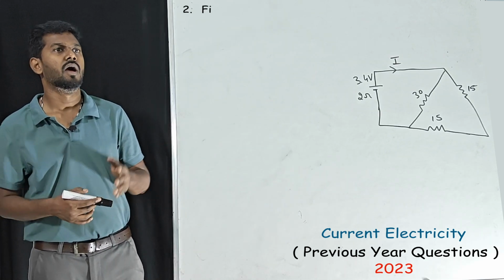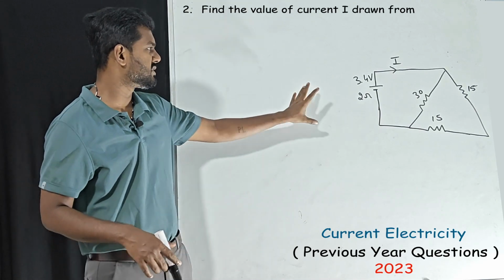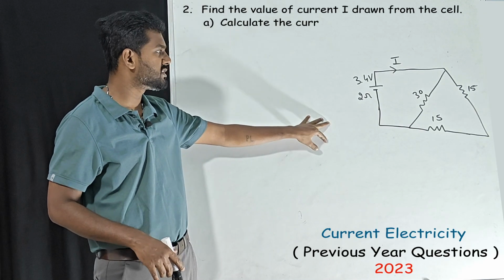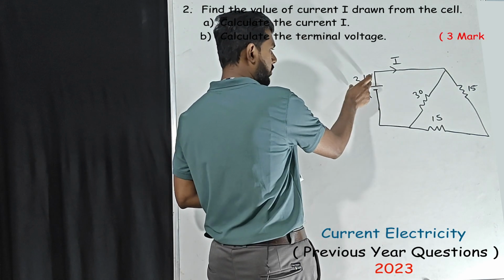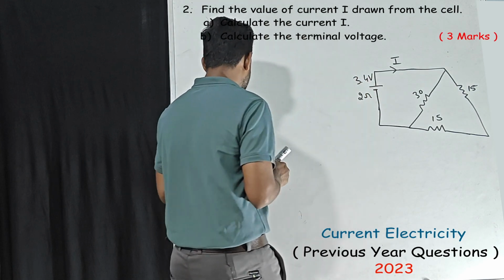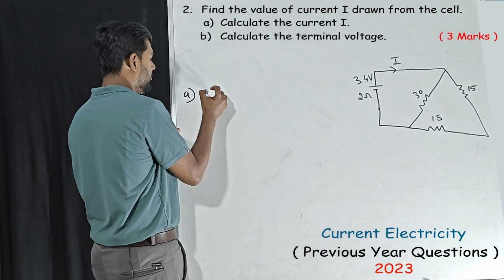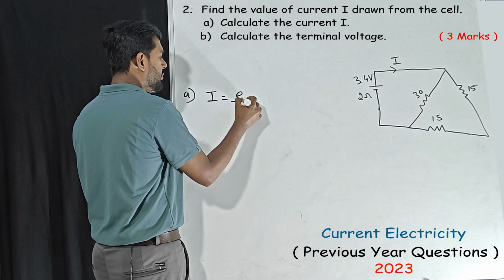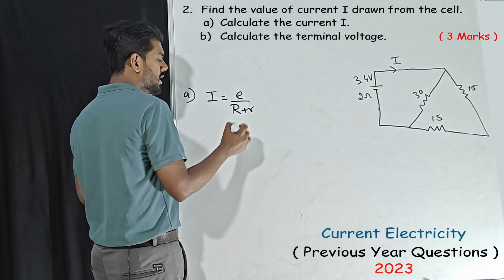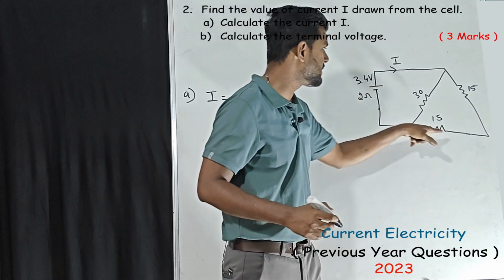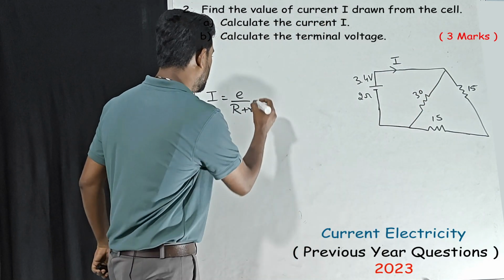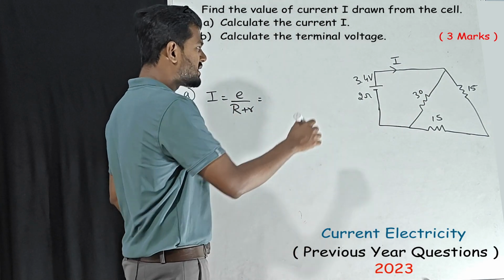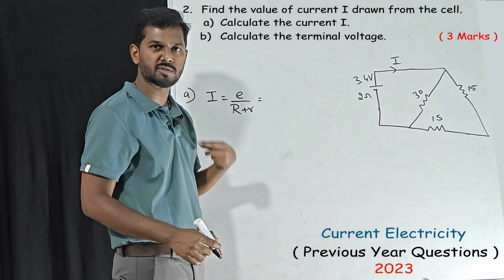Our next question, calculate the current I. See, this is the diagram given. Using this diagram we need to find the current. To find current, what do we require? Voltage is there, terminal voltage. To find current we require I is equal to E by R plus r. What is this R? All these resistors. What is this small r? That is internal resistance. So we have to include all the resistance. Then we have EMF, so we can find current.